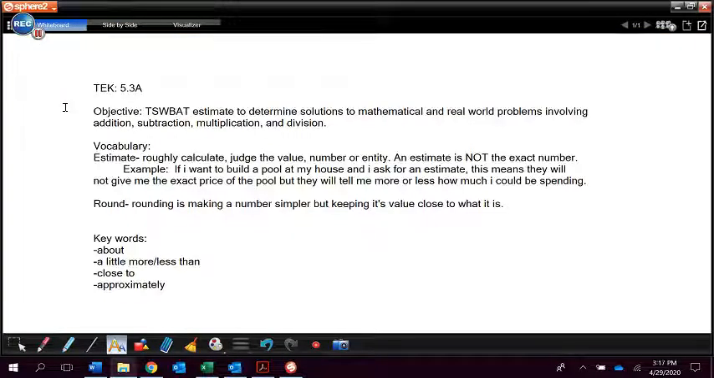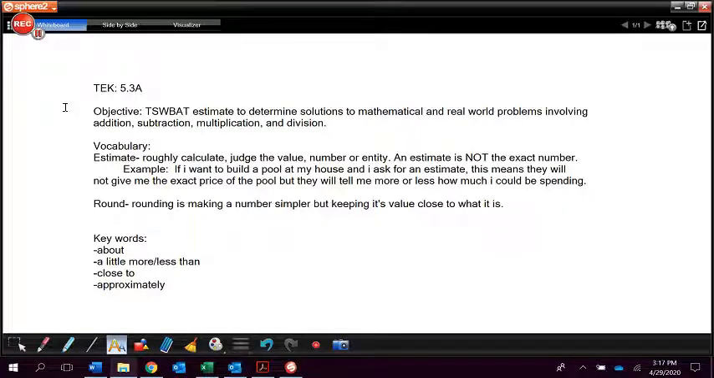Alright guys, so as I mentioned, the TEK for today is 5.3a. The objective is the student will be able to estimate to determine solutions to mathematical and real-world problems involving addition, subtraction, multiplication, and division. I know Monday and Tuesday we worked mainly on division, but for this TEK, we will continue with division, but you might also have a problem that has to do with multiplication, subtraction, or addition. Because for this one, the objective is actually estimating. That's going to be the main focus point.